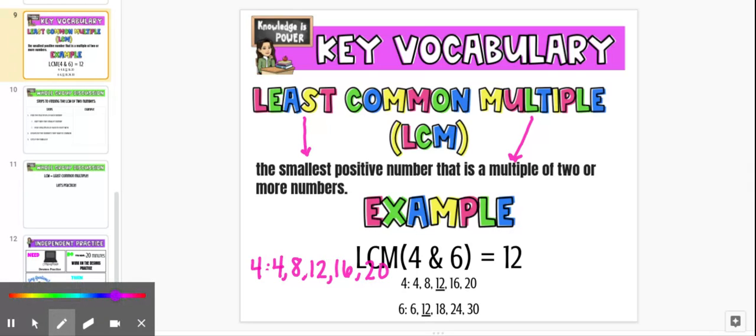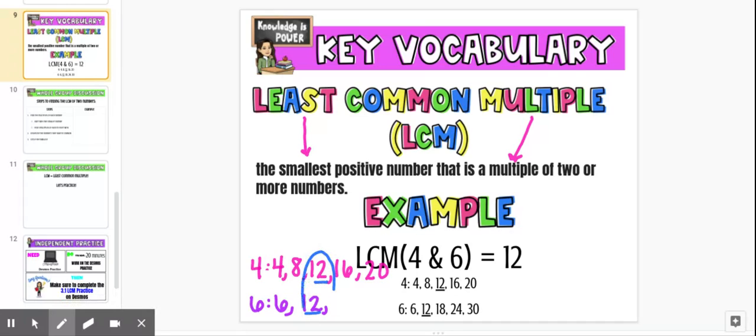Then I'm going to move to 6 and go 6. Now I can start comparing. Well, 6. Is there a 6 in this top row? Nope. The next number would be 12. Is there a 12 in this top row? Yes, there is. It's right here. So because there's a 12 in both, and it is the first one that they have in common, that's the LCM.